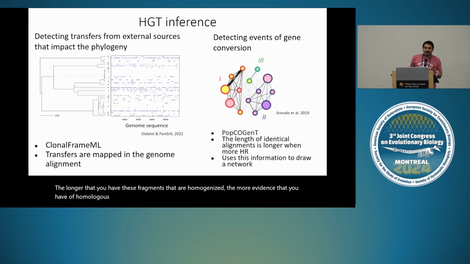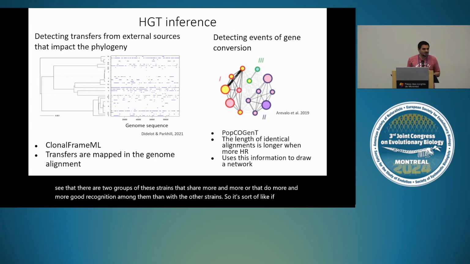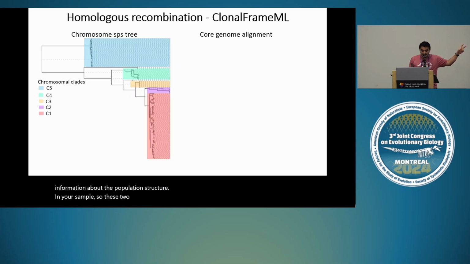And then if you account for homologous recombination as gene flow, then when you construct a network with this type of information, you can see that there are subgroups of these strains that do more homologous recombination among themselves than with the other strains. So it gives you information about the population structure in your sample. These two tools are very complementary.